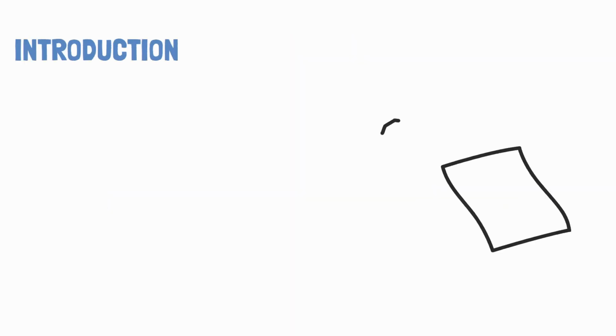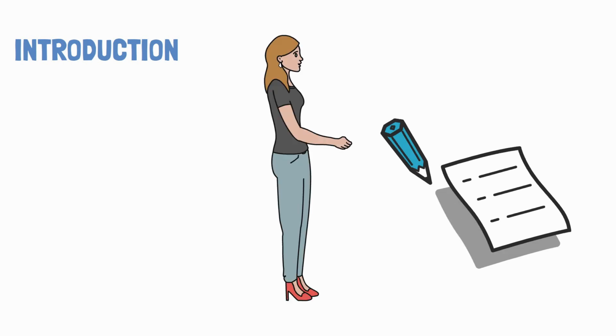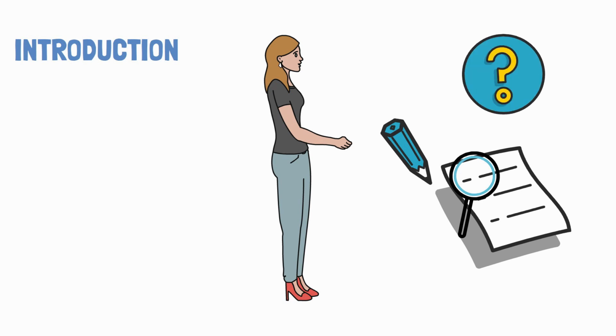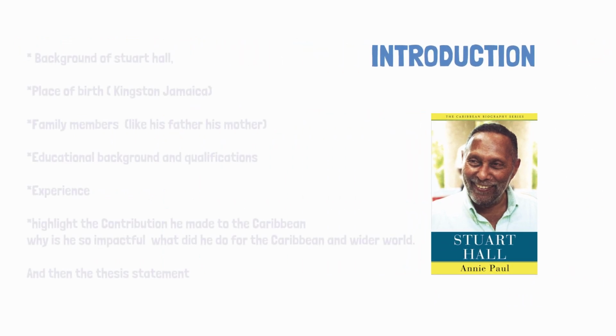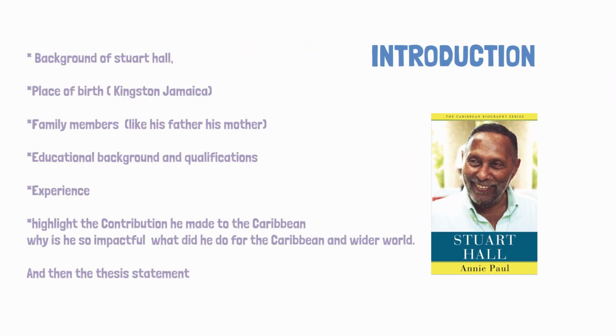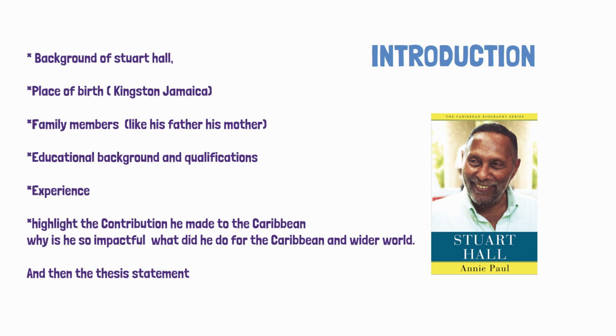For the introduction, ensure that your introduction is interesting because teachers will read the introduction and assume if this will be a good report or a bad one without even reading the whole report. So this is important. So what's in the introduction? The book that we are focusing on is Stuart Hall by Annie Paul. In this book report, the introduction just provides a brief overview of the background of Stuart Hall, place of birth, which was Kingston, Jamaica, family members like his father and his mother, educational background and qualification.